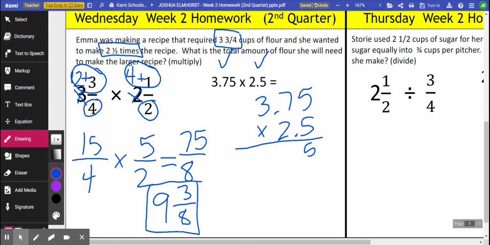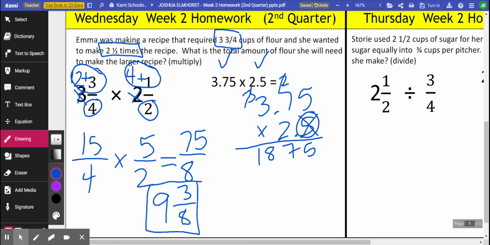5 times 5 is 25, carry the 2. 5 times 7 is 35, plus 2 is 37. 5 times 3 is 15. 15 plus 3 is going to be 18. Okay, so we're done with those.